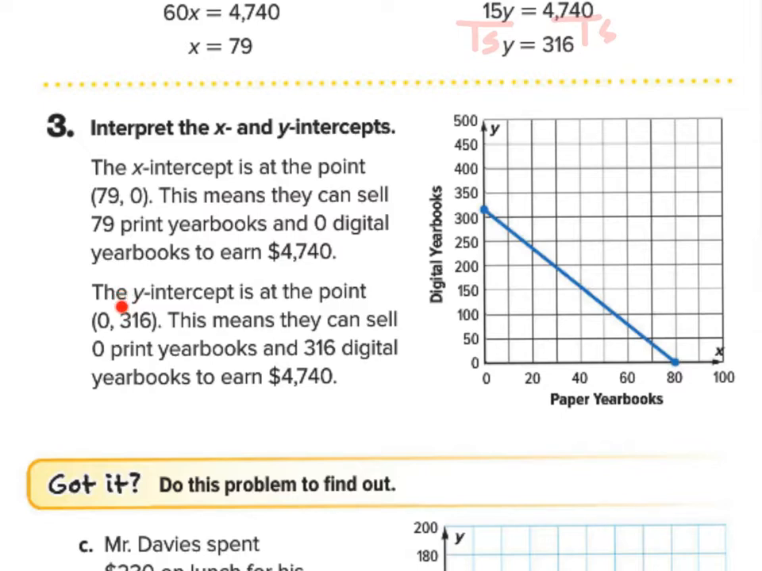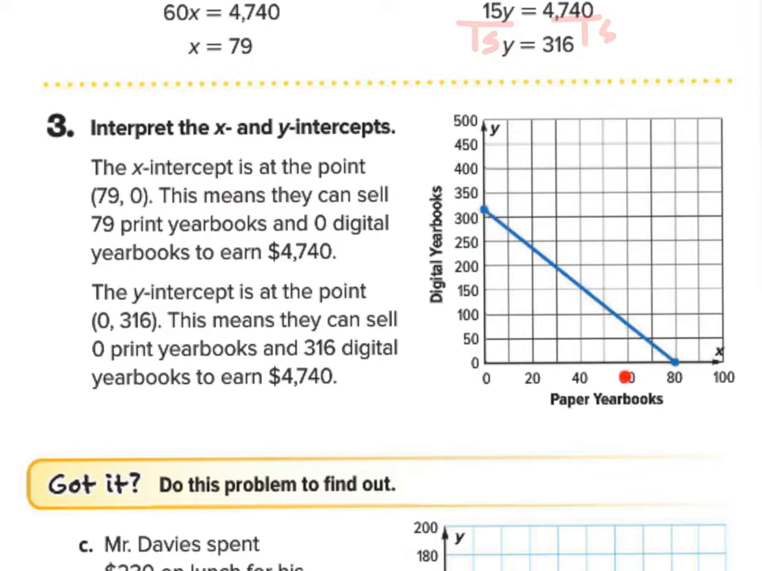And the other extreme, the highest number of digital books I can have, would be 316 and 0 prints. So 0 print yearbooks and 316 digital yearbooks to earn $4,740, where x would be 0 and y would be 316. So when I graph that, my x goes all the way to 79, while my y goes up to 316.